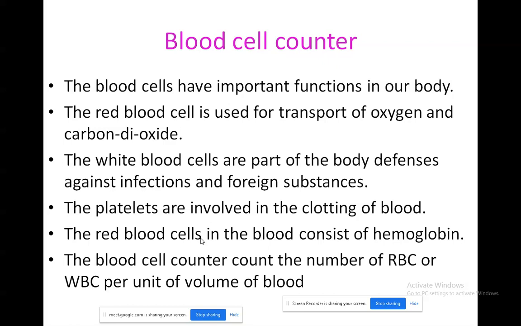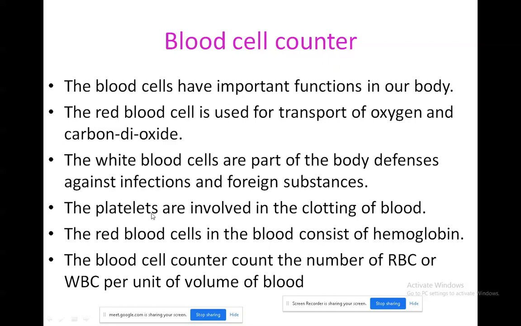So red blood cells are used for transporting oxygen and carbon dioxide throughout your body through the blood. Okay, your blood is used for carrying the oxygen and carbon dioxide. White blood cells are part of the body's defense against infection and foreign substances. So if any infection affects the body, then WBC will help to protect your body cells by providing defense, that is by providing immunity power to the body cells.